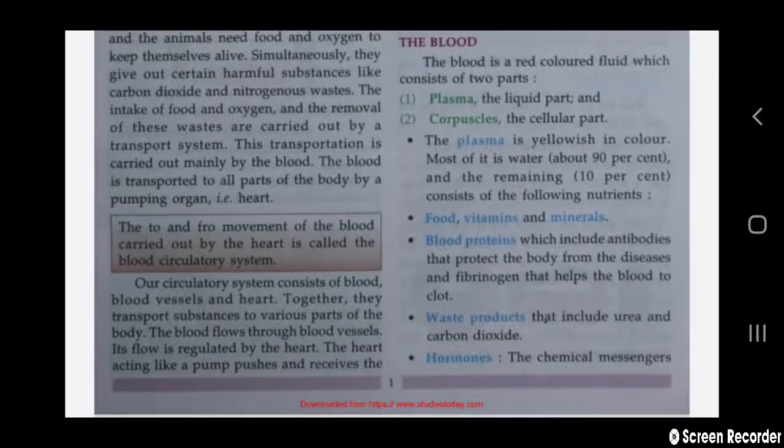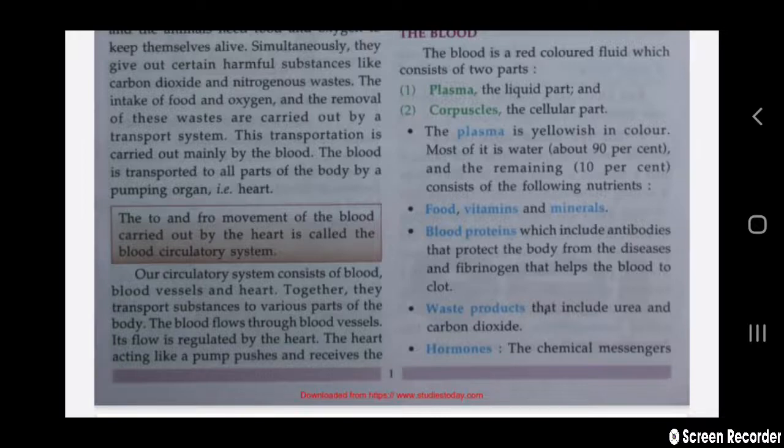The plasma is yellowish in color, and most of it is water: 90% of plasma is water. The remaining 10% consists of nutrients like food, vitamins, minerals, and blood proteins. Blood proteins include antibodies, which fight against diseases and protect our body, and fibrinogen. Fibrinogen helps our blood to clot when there is an injury.